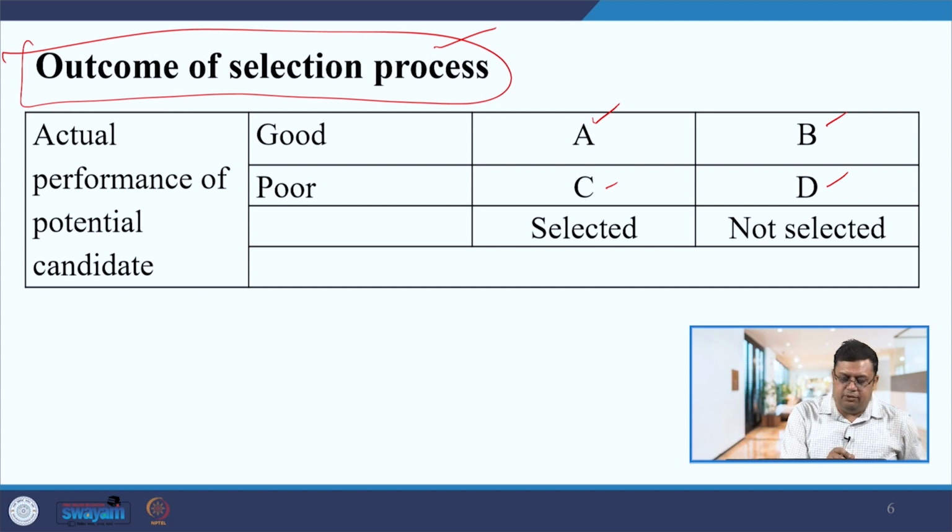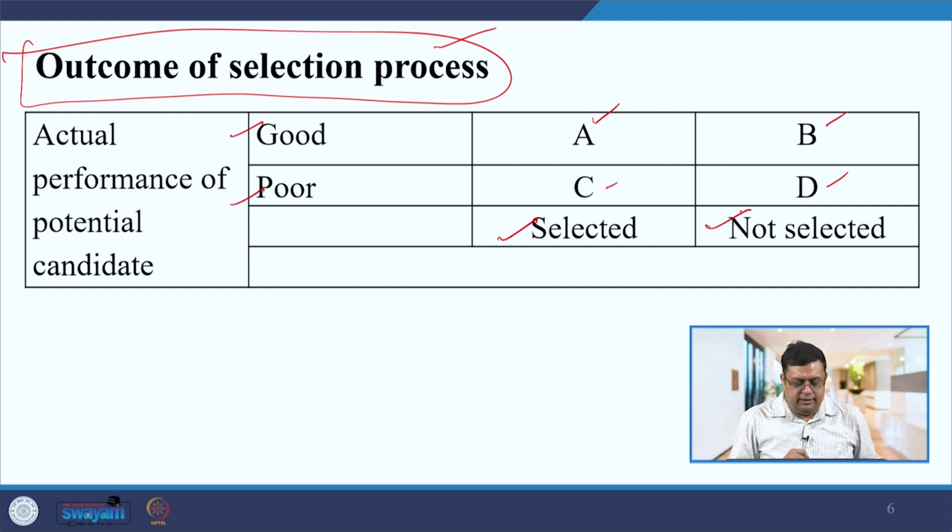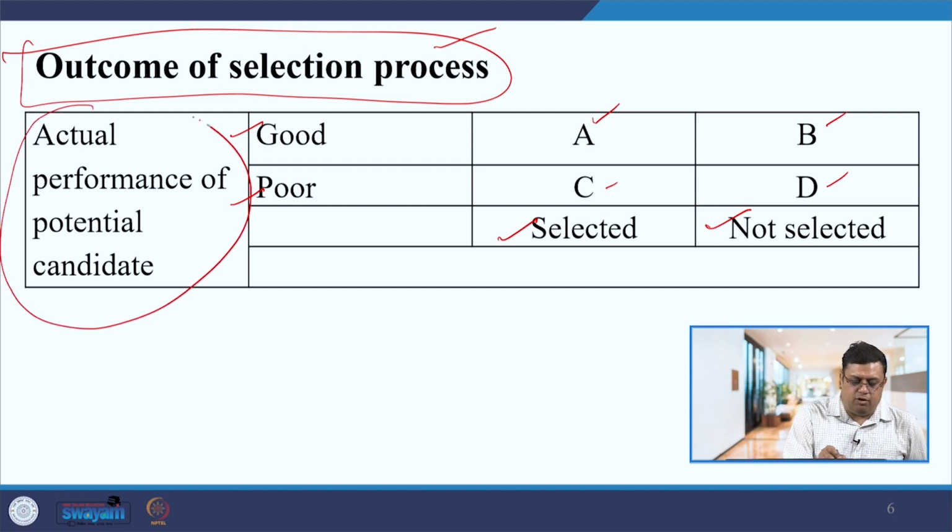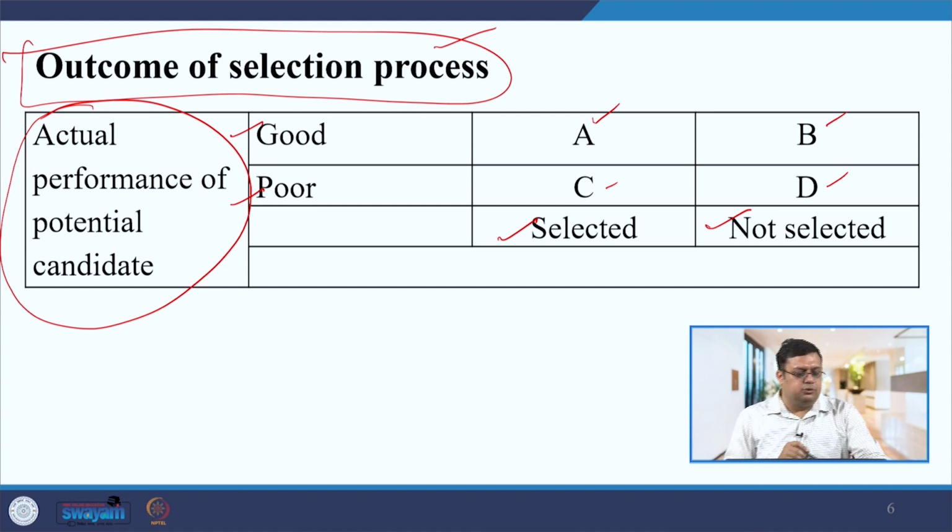So on this side you can see good and poor is written, selected and not selected is written, right. And here actual performance of potential candidate, right. So actual performance.